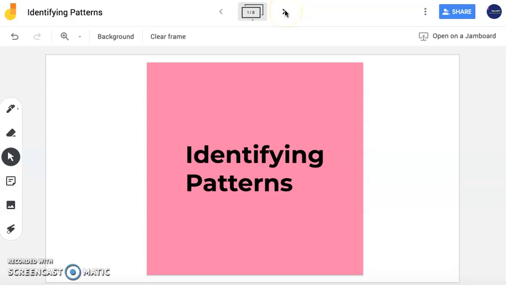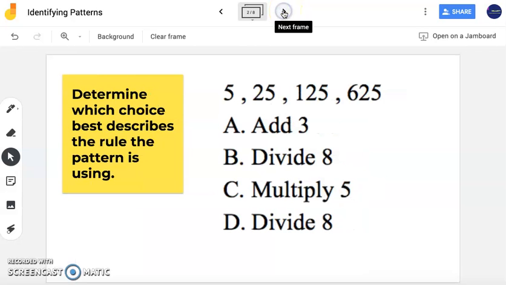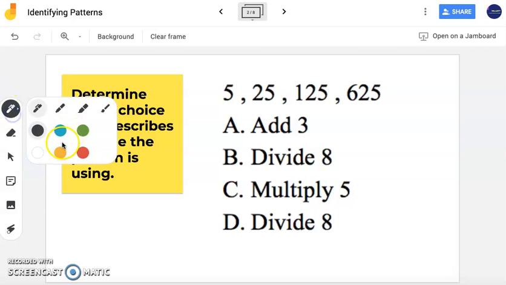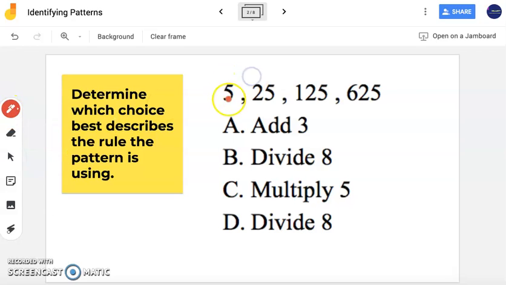Hello, today we're going to focus on identifying patterns. The goal here is to determine which choice best describes the rule the pattern is using. So notice here is my pattern. We have 5, 25, 125, 625. Your goal is to determine which one of the following is the best choice to describe the pattern.